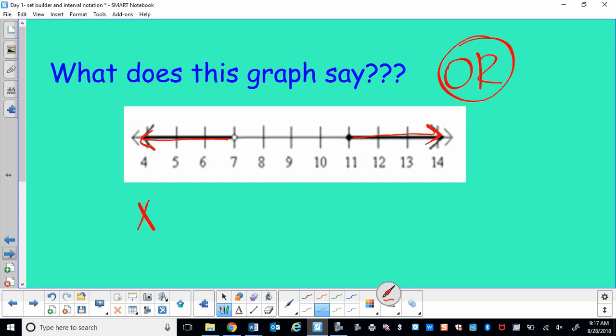Okay? We can have x is less than, is that going to be open or closed? Sorry. Do I put a line under it or do I not? No, because it's open, right? So x is less than 7. Or x is greater than or equal to 11. That's what that says. Do we see the difference between the open and the closed circle? All right.